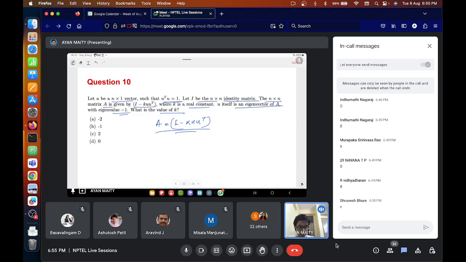Dhruvesh is saying option C. C is 2. Okay. Indumati is also saying option C. Any other answers in the chat? Srinivasa is saying option C. So all of you are saying option C.